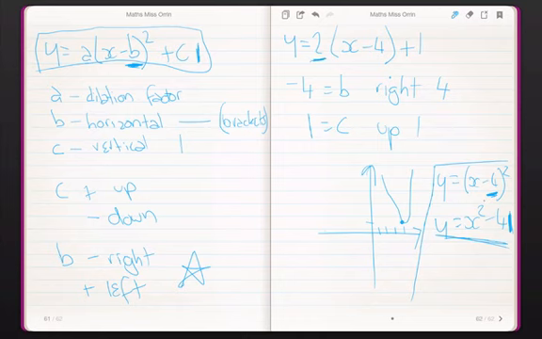Hopefully that is making sense to you guys. And yeah, I will talk to you about the null factor law next.